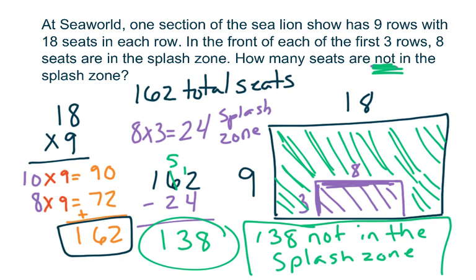And that would be the final answer to my problem, 138 seats not in the splash zone. So again, notice the steps that I took to solve this problem. I drew a diagram to help me out. I saw that I needed to find my total number of seats. I needed to find the part that they were talking about for the splash zone, and then I needed to subtract to find what was not in the splash zone.